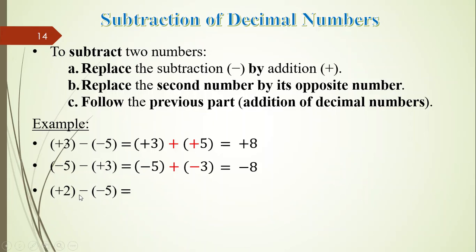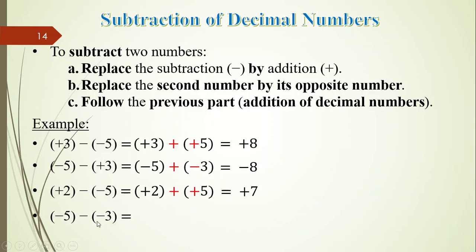Here we have plus 2 minus minus 5, so we have to switch the minus into plus and write the opposite of minus 5, which is plus 5. Here we have two numbers having the same sign, so we add them, and since the sign of the two numbers is plus, the result will be plus 7.